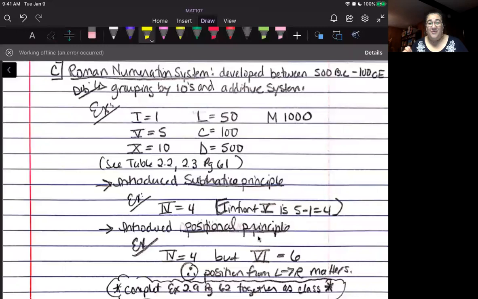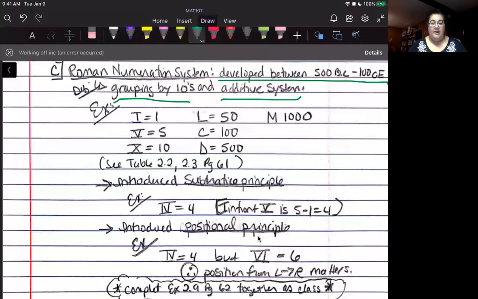Okay, so the Roman numeral system began at approximately between 500 and 100 BC. So it was 500 BC to about 100 CE. So it had a nice long span of usage. And it also groups things by tens, like we did, okay? And it was also an additive system, like we saw with the Egyptian system, okay? Here are its basic symbols.